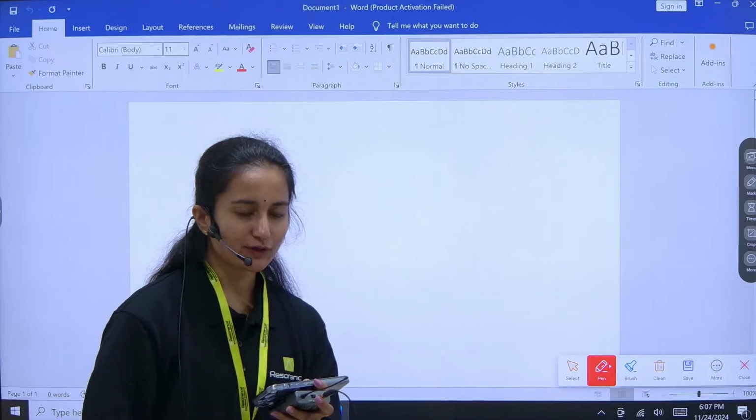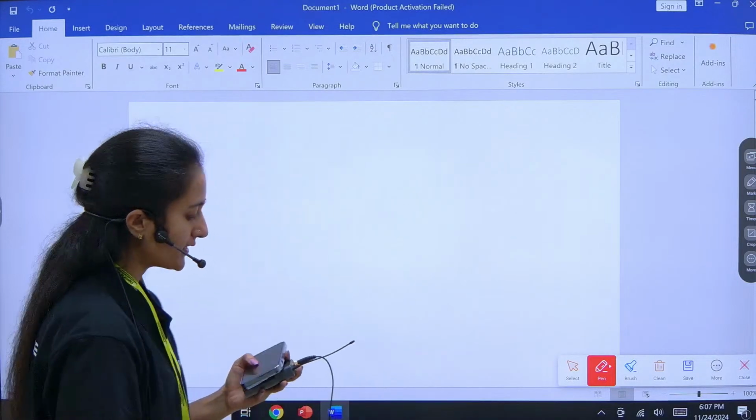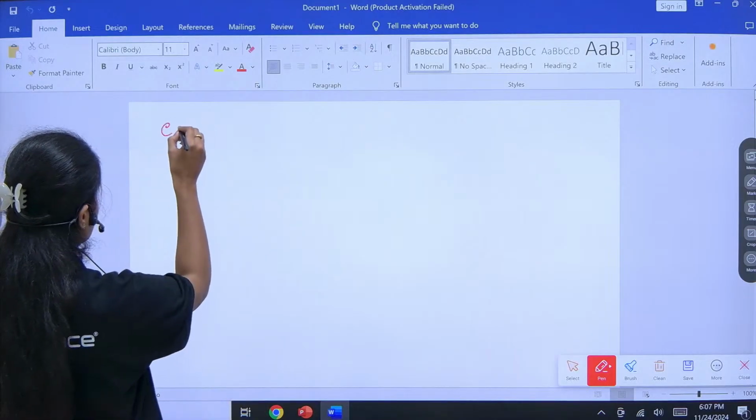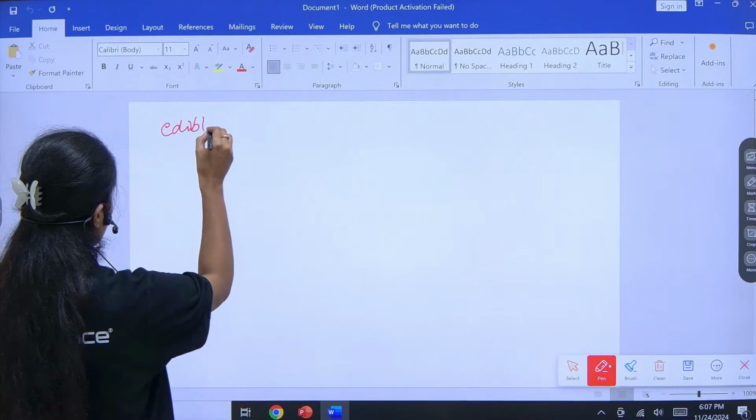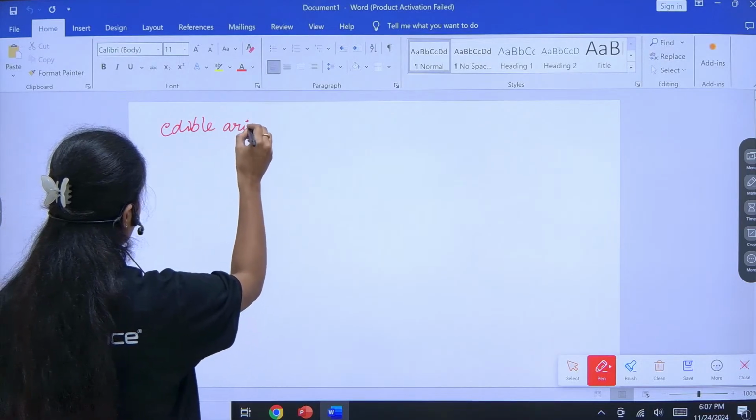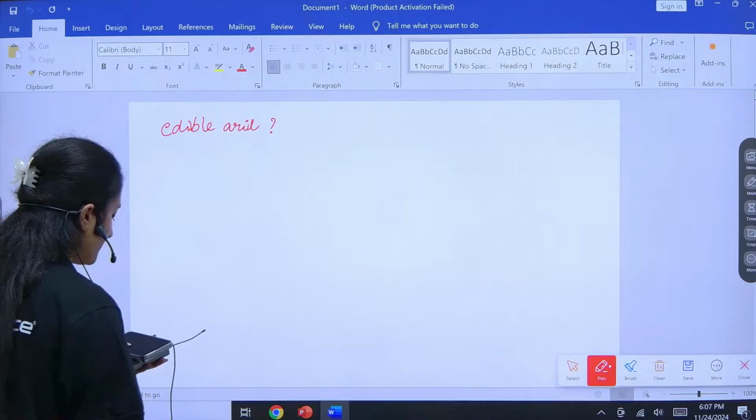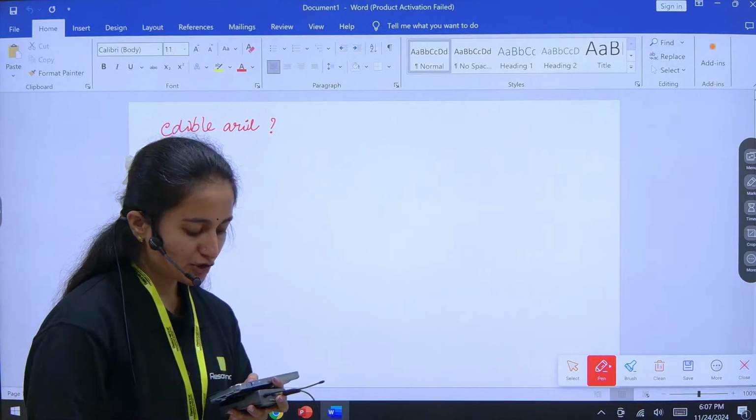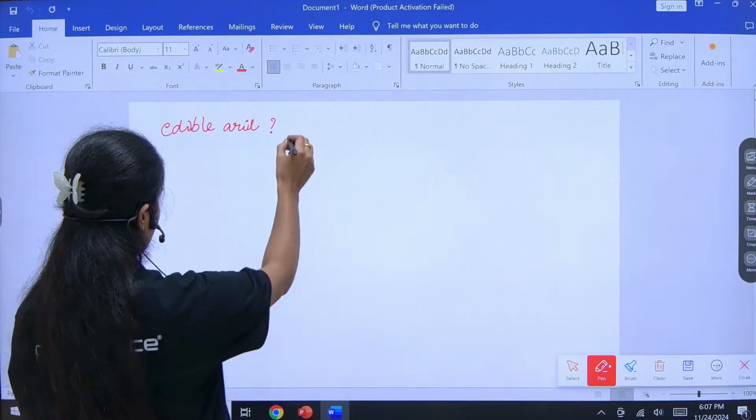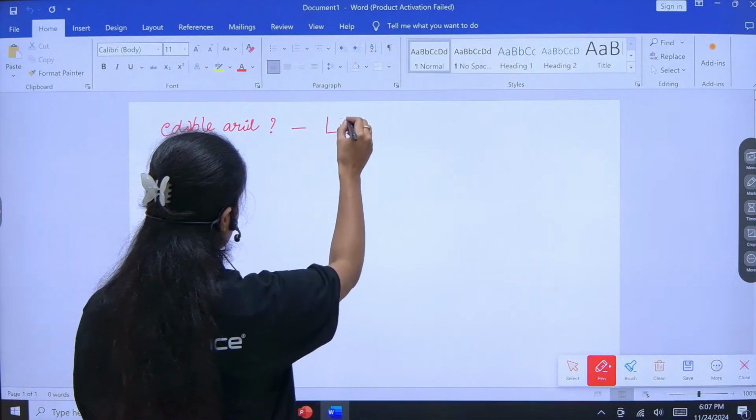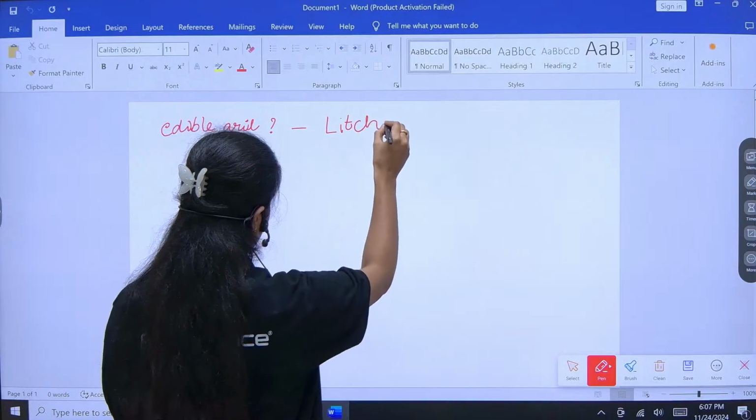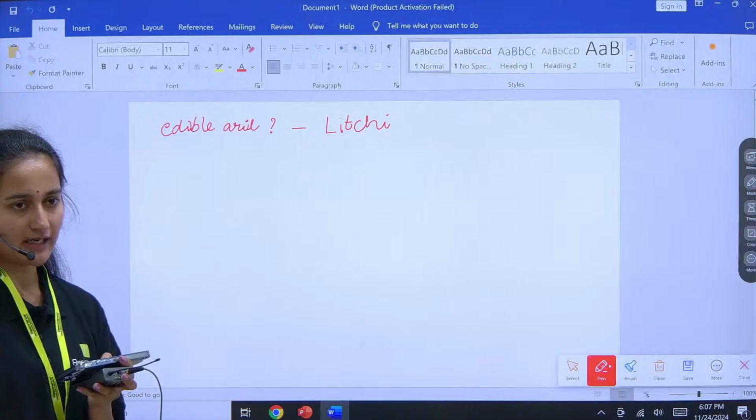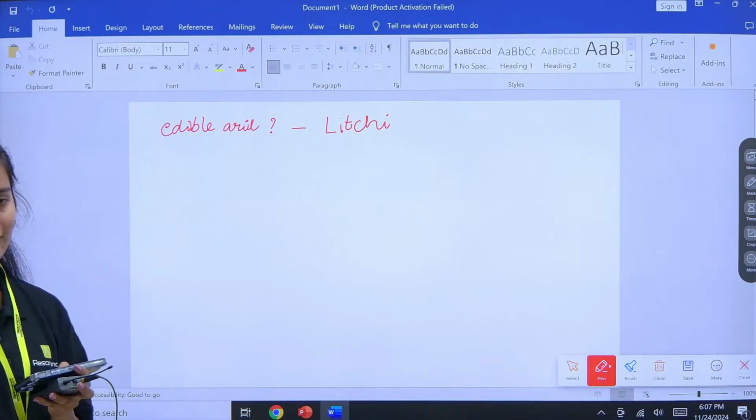Yes. So we'll go with the next question. The question was, which of the following plants have edible aril? So they are talking about the edible aril part. The options given were lychee, rambutan, cashew, nutmeg. So for this, the option will be lychee. In the lychee, or Litchi chinensis, we will be having an edible fleshy part. So the option will be A.